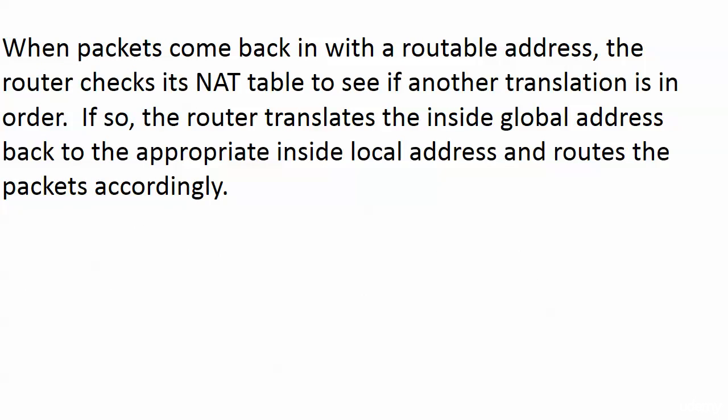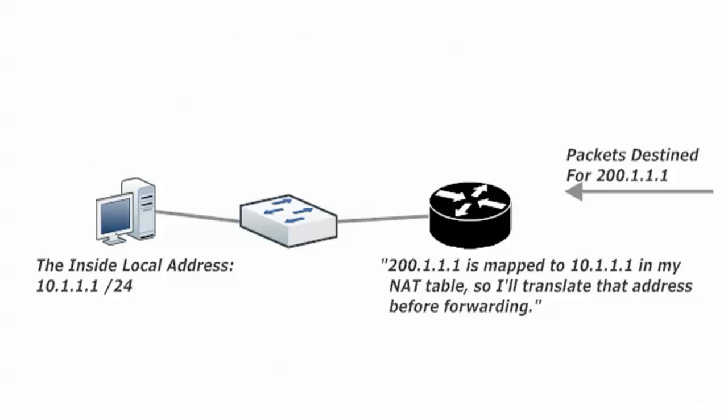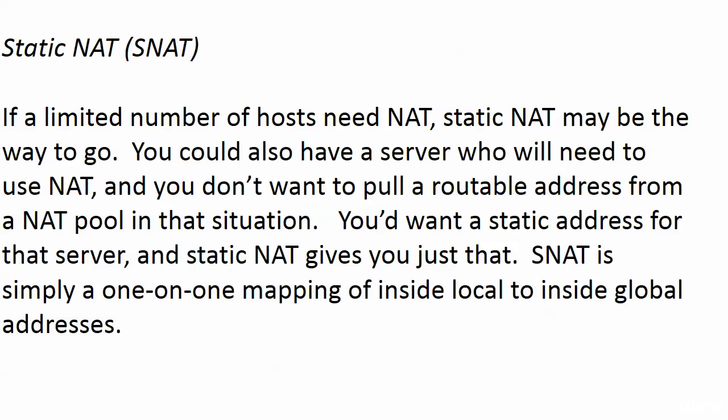Now, when the packets come back in with a routable address, the router checks its NAT table to see if another translation is in order. And if it is, the router translates the inside global address back to the mapped inside local address and then routes the packets accordingly. So when packets come back in for 200.1.1.1, the NAT router takes a look at them and says, hey, that's a translation. And I have that address mapped to 10.1.1.1 in my NAT table, so that router translates the destination IP address from 200.1.1.1 to 10.1.1.1 and sends them on their merry way. And again, that host has absolutely no idea that any of that stuff happened.